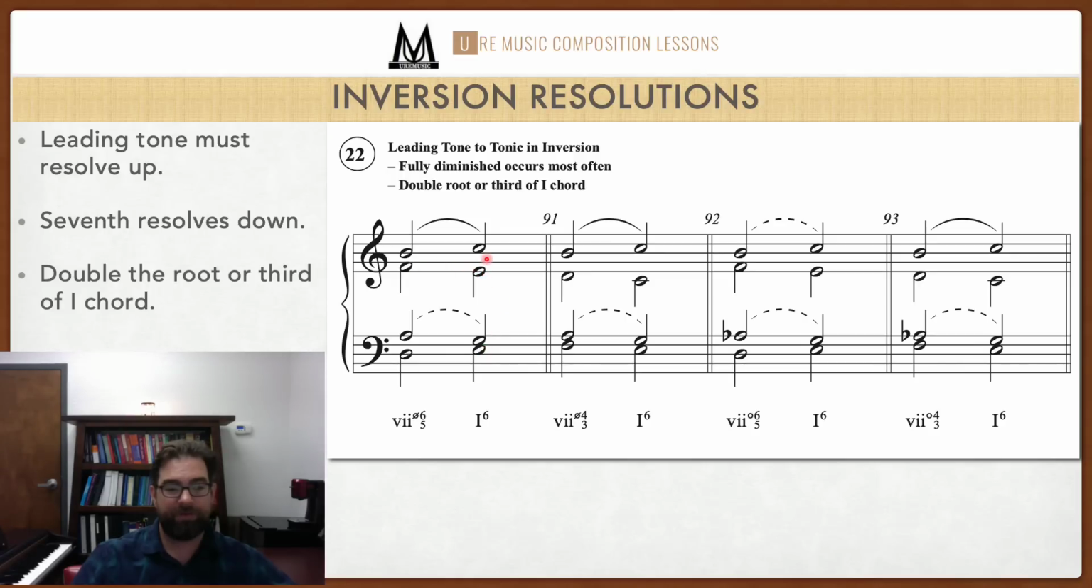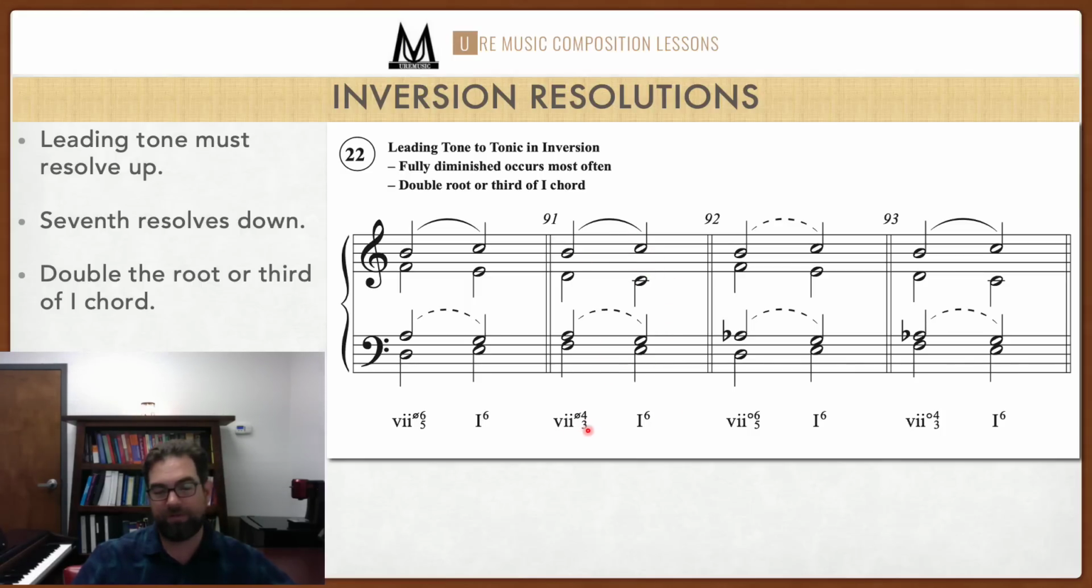You wouldn't want to double the fifth in this case, because that would just create too much parallel motion and sound a little awkward. So it's best to double the third, or you can double the root. But in this case, if you want to double the root, this F would have to jump down to a C, and that wouldn't be great voice leading. So here's an example where we actually do double the root when it's in a 1-6.